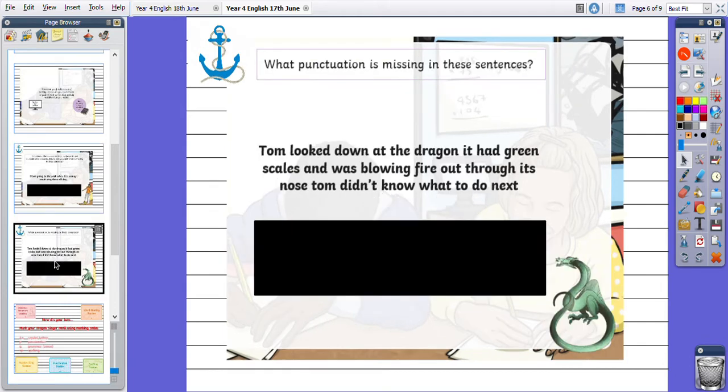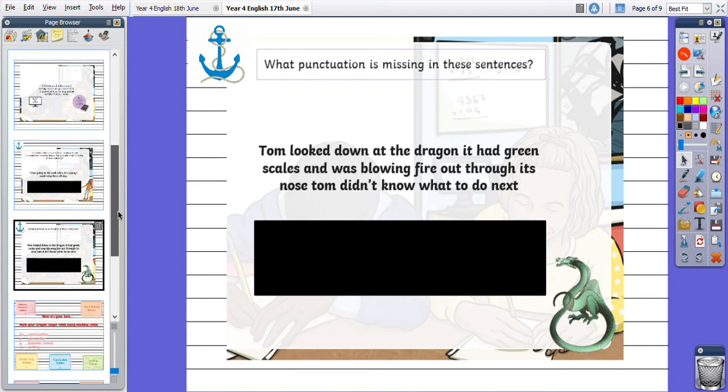And the next one, Tom looked down at the dragon. It had green scales and was blowing fire out through its nose. Tom didn't know what to do next. Okay, there is no punctuation in there apart from a capital letter at the beginning. So read it slowly, think about your phrasing, and think about what punctuation would help you to phrase these sentences. Pause the videos and have a go at each question in turn.